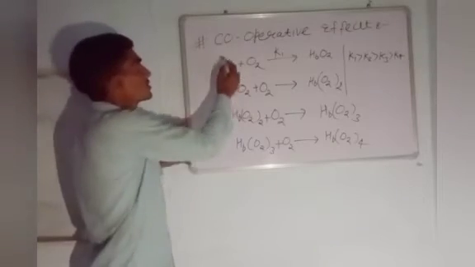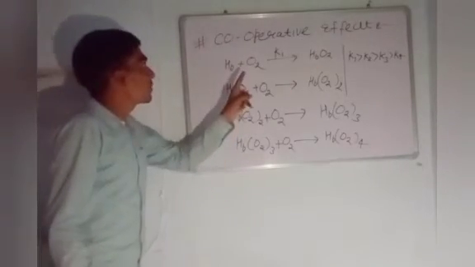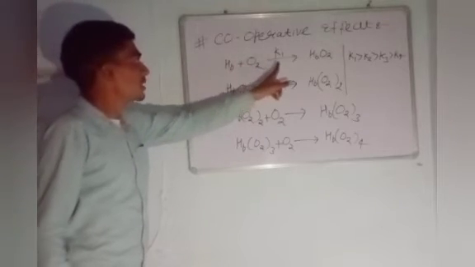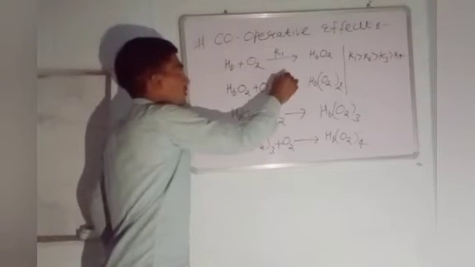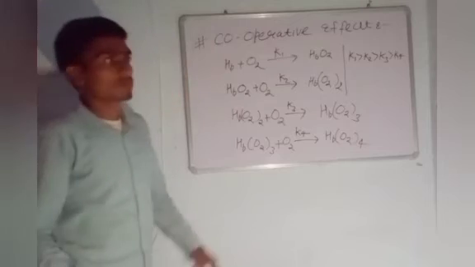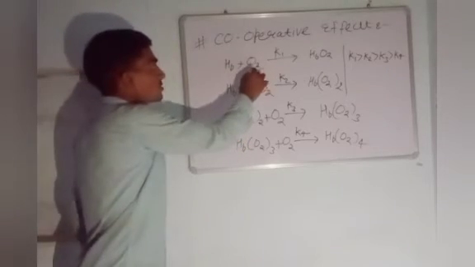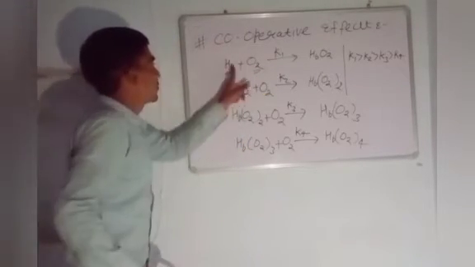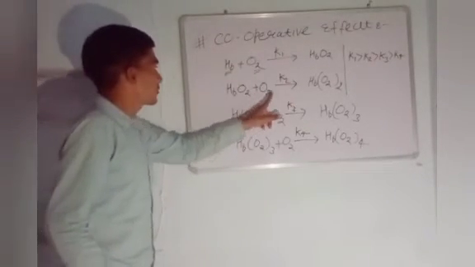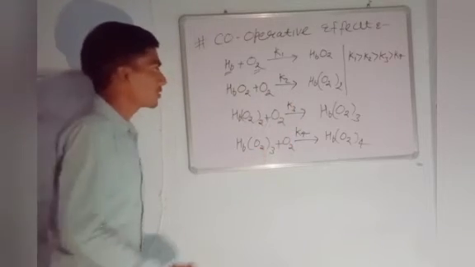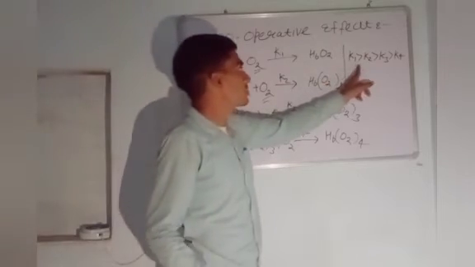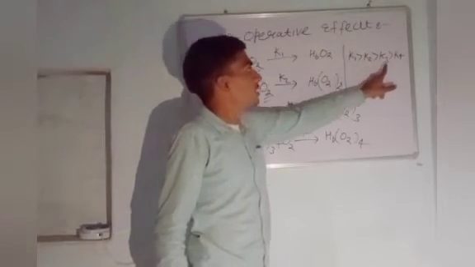Now further, let us see the cooperative effect. In the cooperative effect, oxygen binds with hemoglobin and increases the rate of reaction, further K1, K2, K3 and K4. That means the first oxygen molecule binds with the first unit of hemoglobin. Further K2, K3 and K4 rate constants increase with increasing oxygen molecules. That means the order of rate constants is K1 is less than K2, K3 and K4.